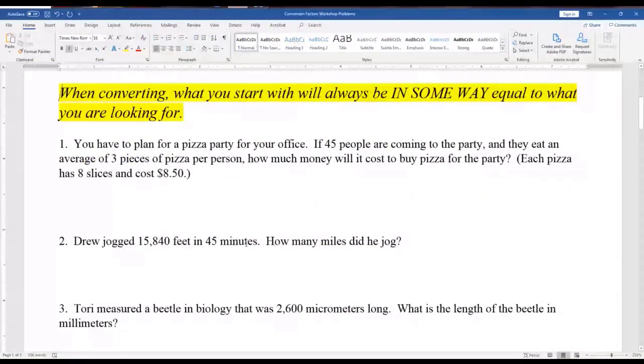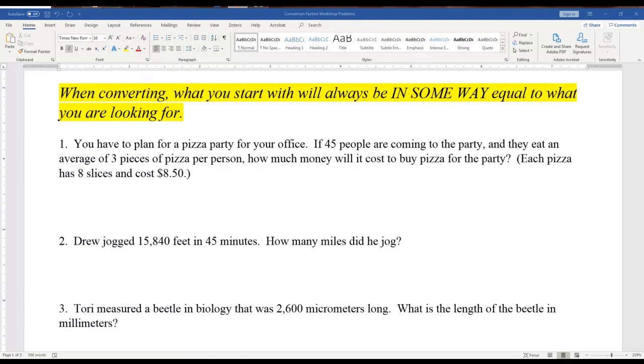So let's do a little practice example. It says you have to plan for a pizza party for your office. If 45 people are coming to the party and they eat an average of 3 slices of pizza per person, how much money will it cost to buy pizza for the party? Each pizza has 8 slices and costs $8.50. So I am looking for how much money it costs to buy pizza for the party. That's what I'm looking for.